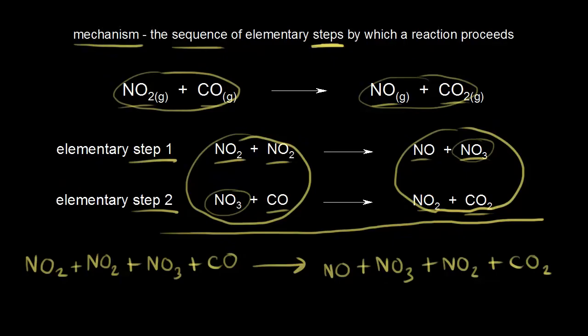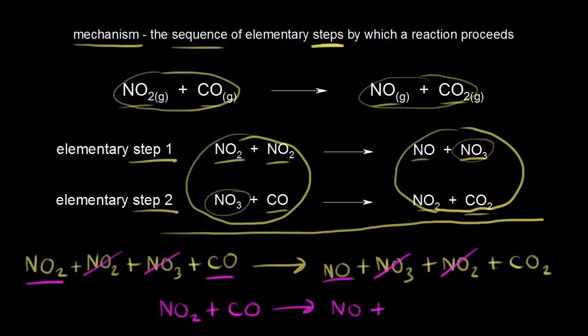Now we look on both sides, on our reactants and our products, and let's see what we can cross out. Well, we have an NO2 on the left, and we have an NO2 on the right, so we can cross that out. We also have an NO3 on the left and an NO3 on the right, so we cross those out. And we see what we are left with. We're left with NO2 plus CO, so we're left with nitrogen dioxide plus carbon monoxide. And then for our products, we have nitric oxide, NO, and then we also have carbon dioxide, CO2.